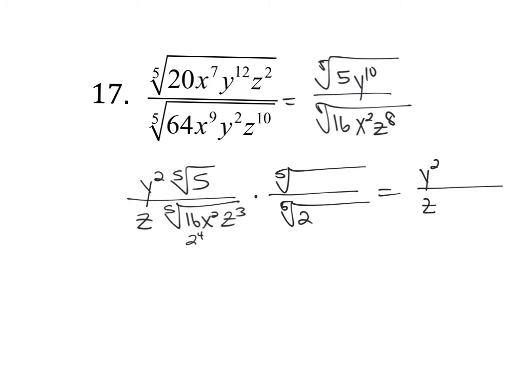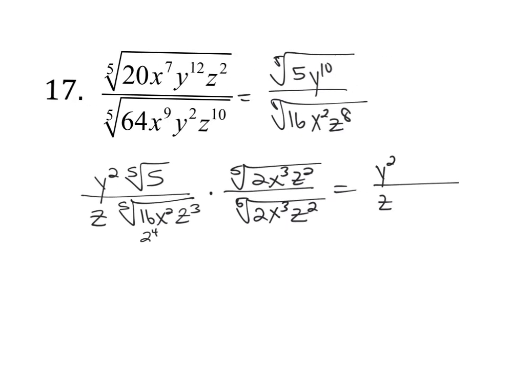X's, I have 2 of them, I need 5, so I need 3 more. And Z's, I have 3 of them, I need 5, so I need 2 more. So you're always looking to multiply by what's missing to get you the index. When you multiply, the y squared is still in front. You're going to get the fifth root of 10 x cubed z squared.